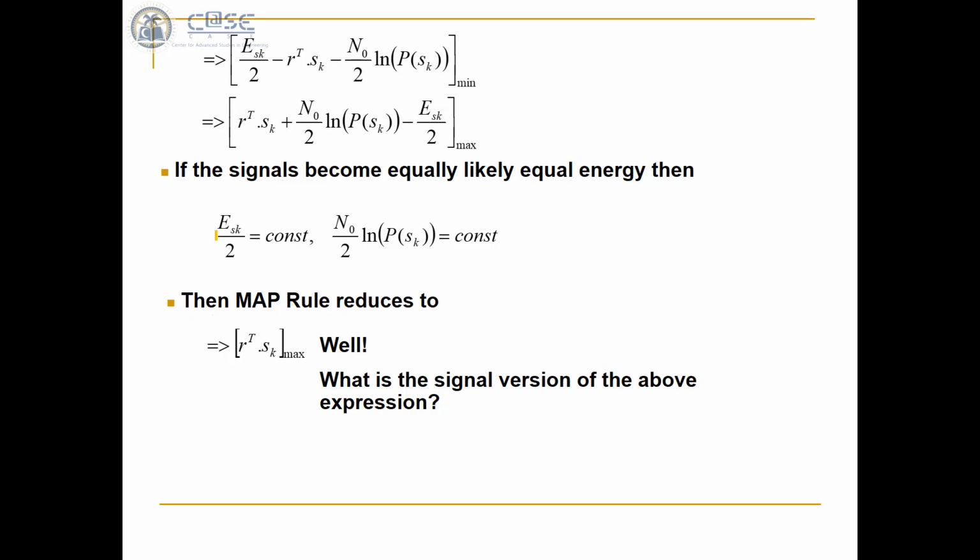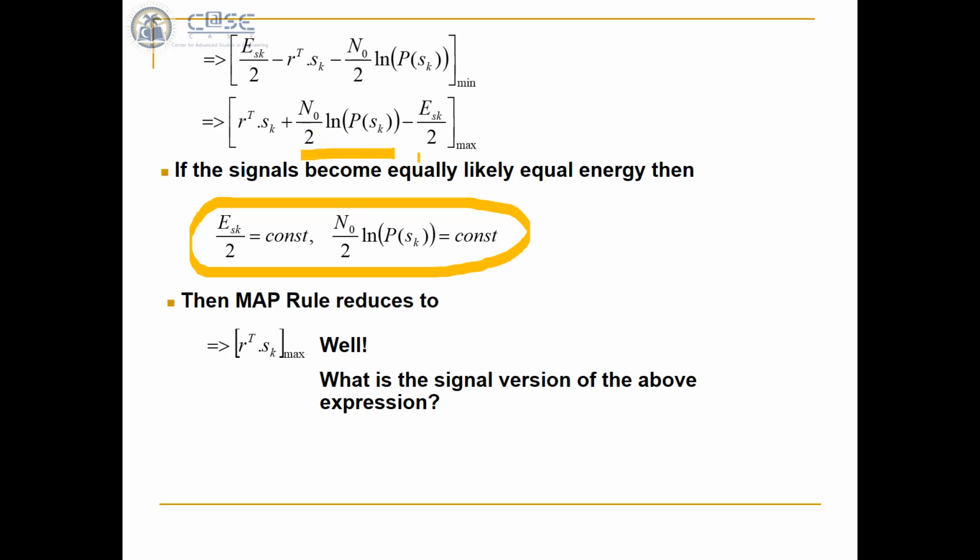If we assume equally likely and equal energy signals, such as assumed here, so that these two terms will become constant and they will not influence the maximization rule and will be taken out. The only term left will be this term here, which I have shortly talked about. This is nothing but the correlation between the received signal R and the signal class Sk of t.